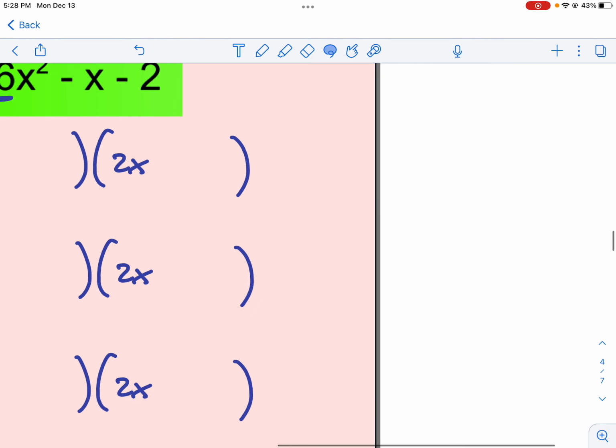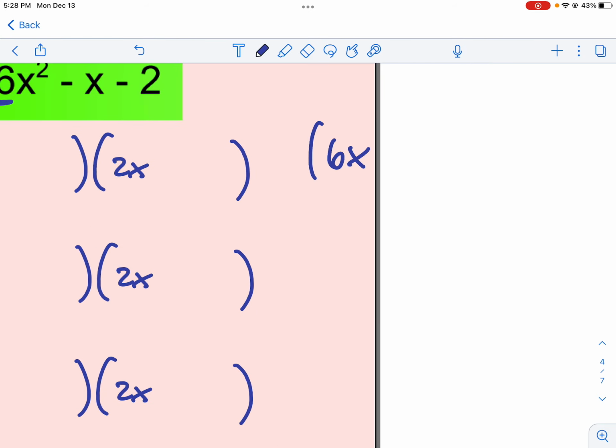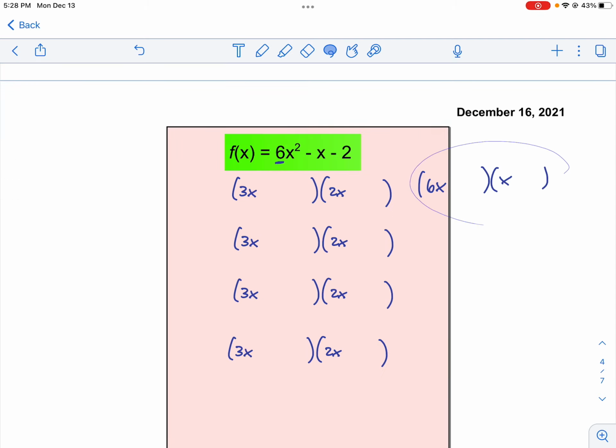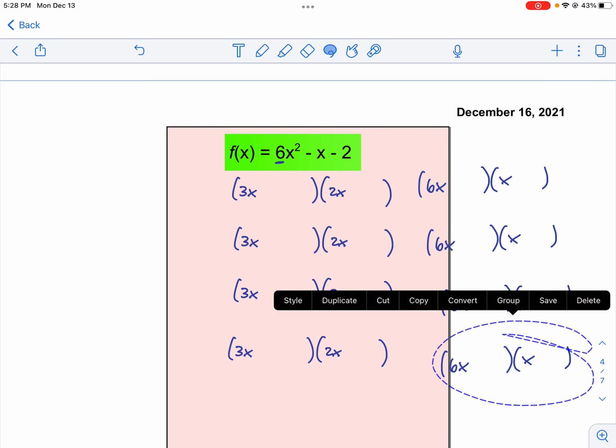It could also be 6x and 1x. That would give me 6x squared. So I'll do the same thing. I'll duplicate it a few times so we have our options ready.